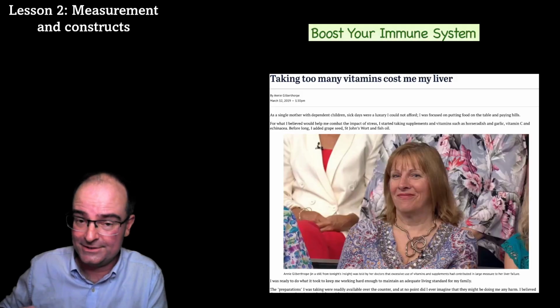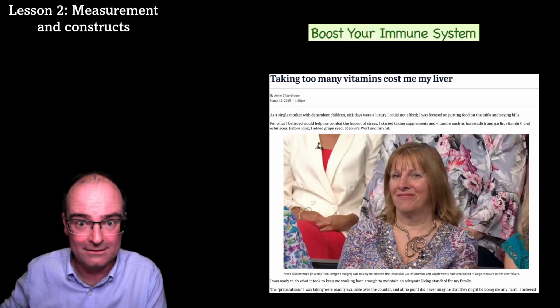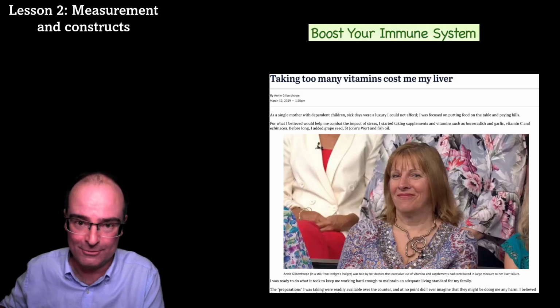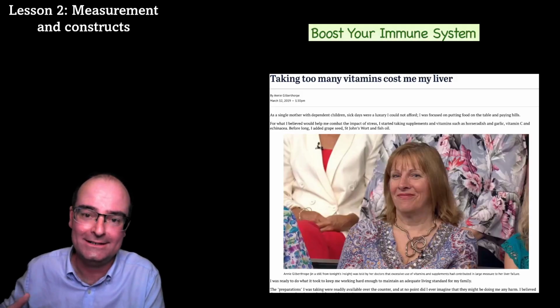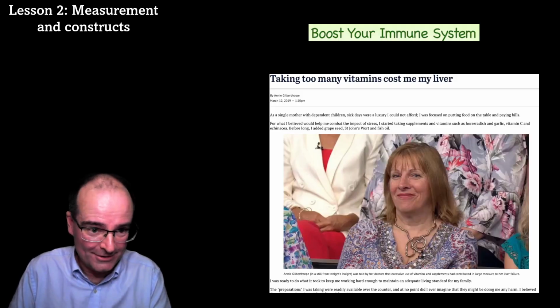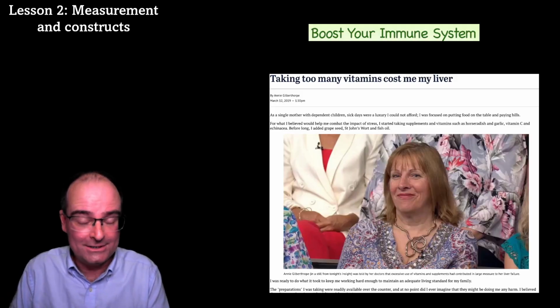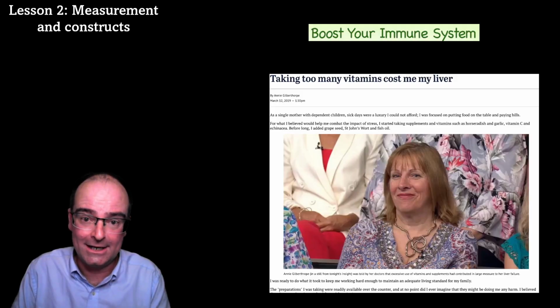You want to know what happens to your vitamin C? Just look at your wee. Ten minutes later, your body's trying to get rid of it immediately. That's how much it doesn't need it. This poor woman I've got there in the example, she destroyed her liver by just taking everything.